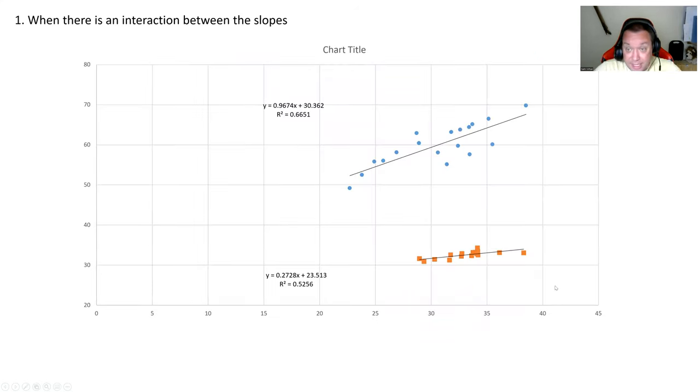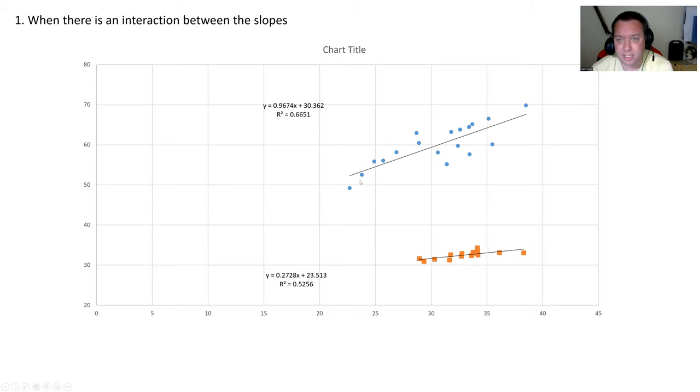Okay, so this is a slightly different situation. This is about when there is an interaction between slopes. And so I've taken a pretty extreme example. I've taken a bunch of orange mice here, which were housed at 28 degrees C, and I've taken a bunch of mice here, which were housed at 5 degrees C, I think, somewhere between 5 and 8, I can't remember the exact data set.